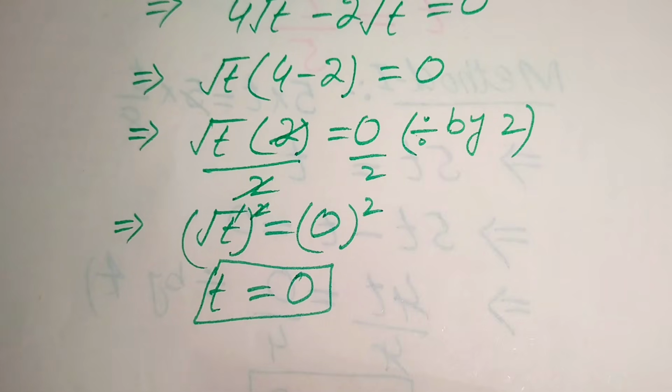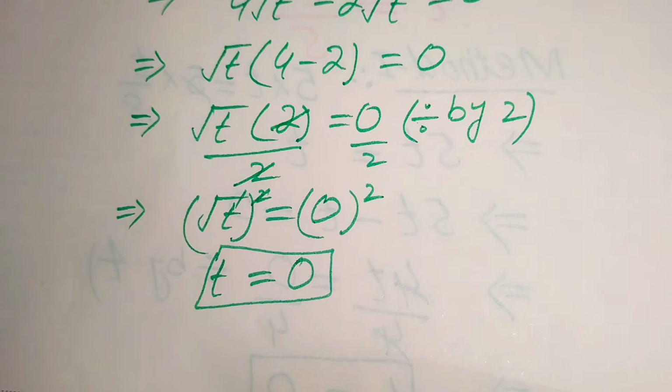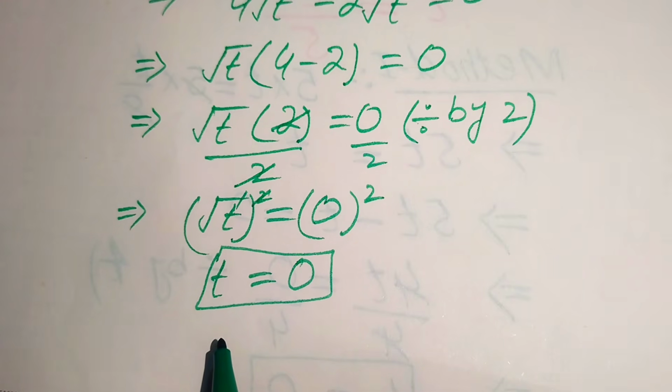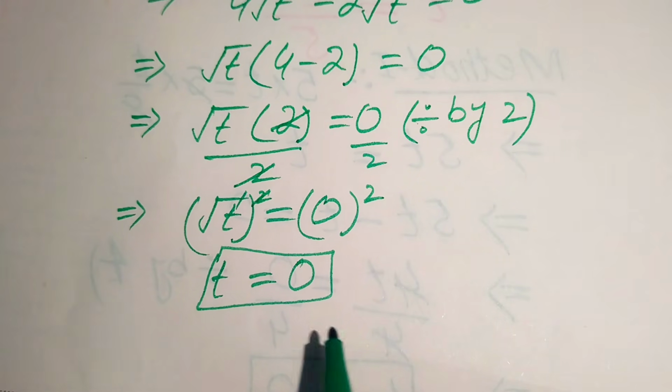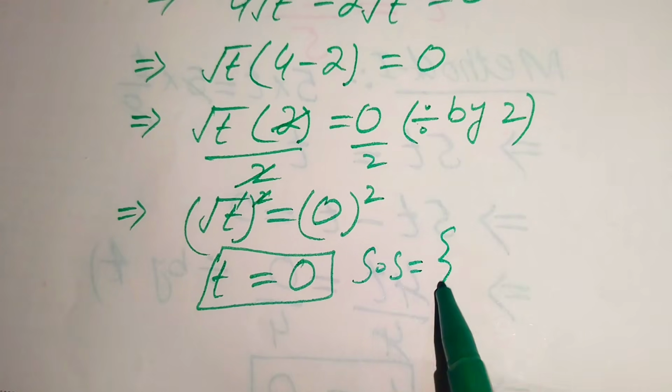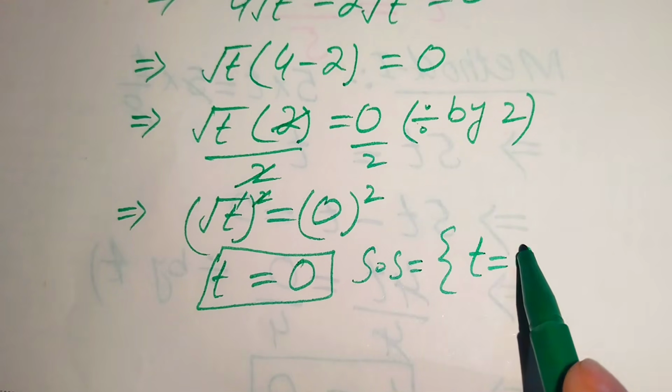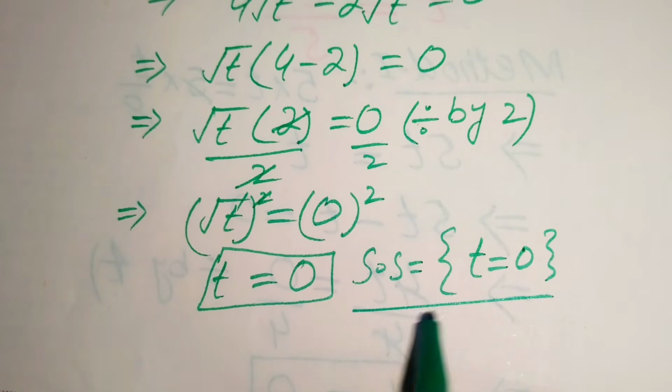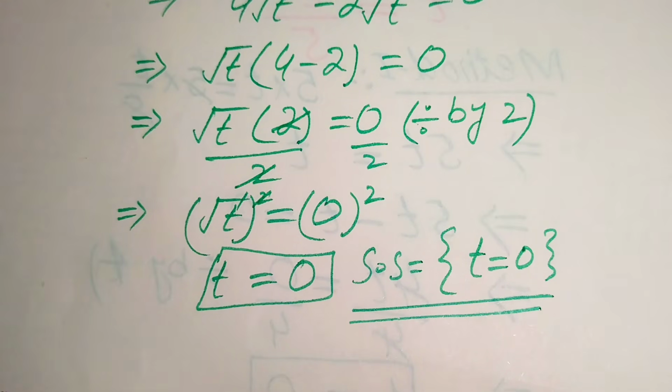So in the first method, we got the value t is equal to 0, and we also verified that this value of t equal to 0 satisfies our given question statement. So finally, we have the solution set of this problem: t is equal to 0. This is the only solution which we get from both of these two methods, and this is the final answer.